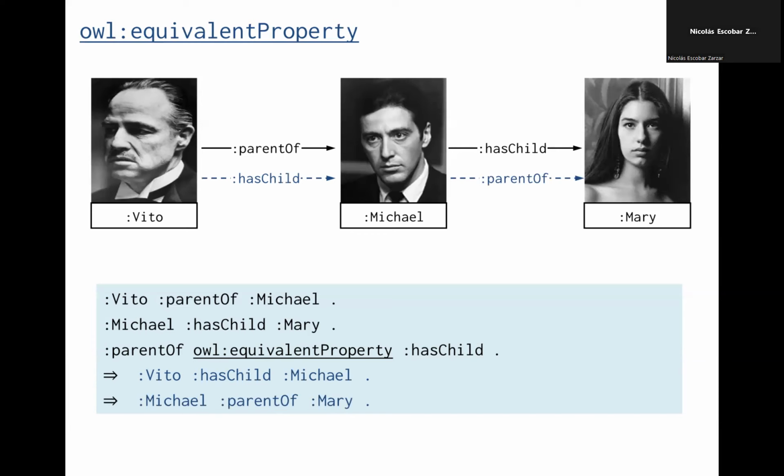We can also infer things at the schema level. If we say parent of equivalent property has child, it's equivalent to saying parent of subproperty of has child and has child subproperty of parent of. Yeah, it's like a bidirectional inclusion.